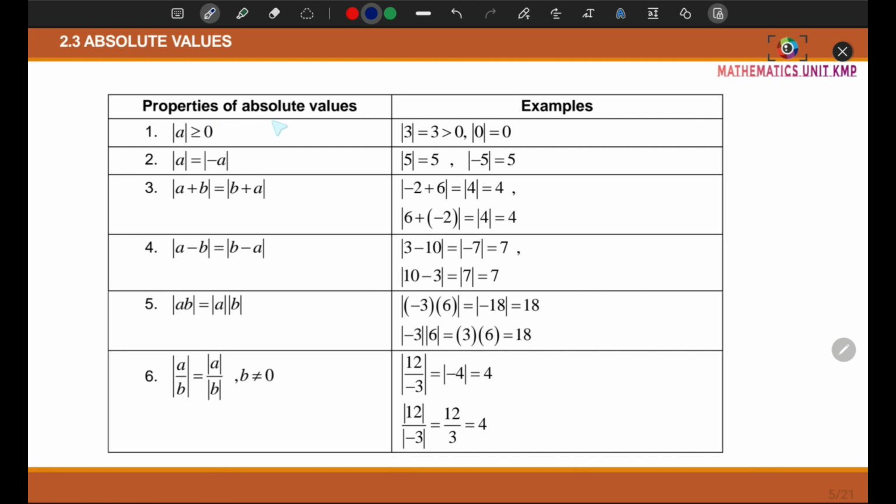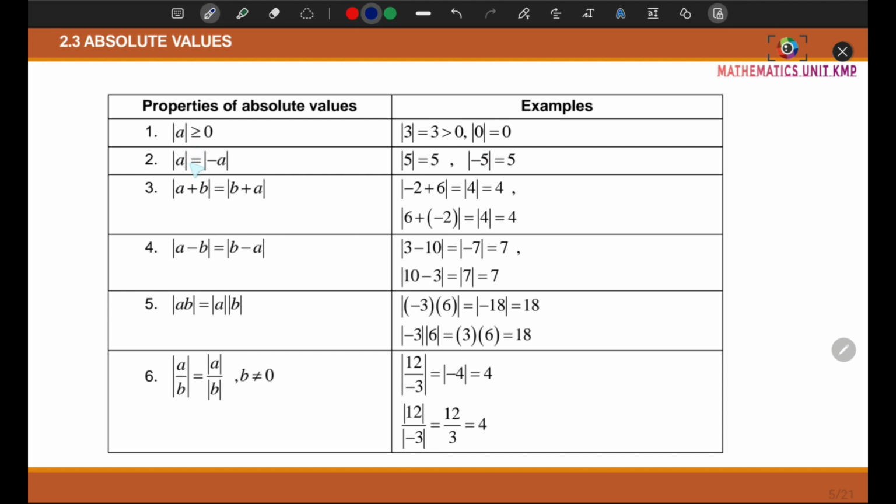Next, properties of absolute value. Here we have 6 properties of absolute values that you need to understand and remember. Number 1, the absolute value of A is greater than or equal to 0. For example, here A is 3, the absolute value of 3 is equal to 3, which is greater than 0, and the absolute value of 0 will be equal to 0.